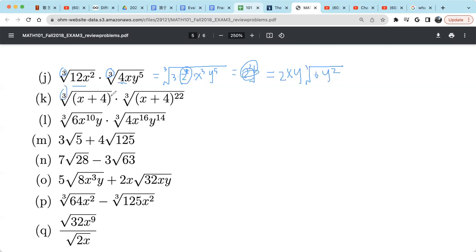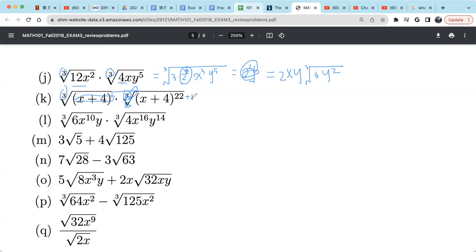For K, both under index 3. So we multiply the radicand, same index, we put them together under one cubic root. So then we have x plus 4 times x plus 4 raised by 22. Now this is raised by 1. So the base, looking at x plus 4 as a base, as b raised by 1, b raised by 22. So we can combine those two, right? So x plus 4 raised by 22 plus 1, which is 23.